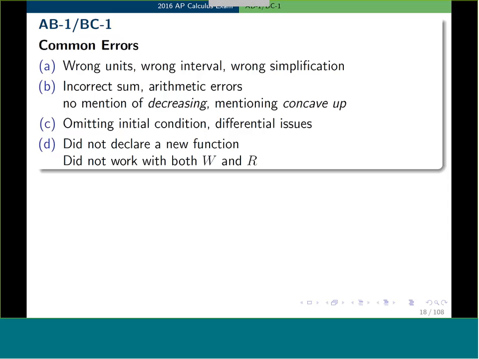In deciding whether it was an overestimate or an underestimate, students did not mention decreasing at all, and unfortunately, some mentioned concavity.